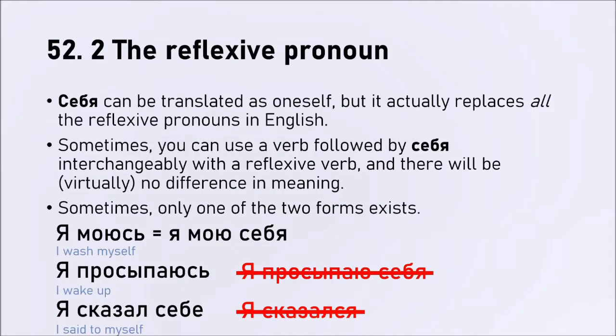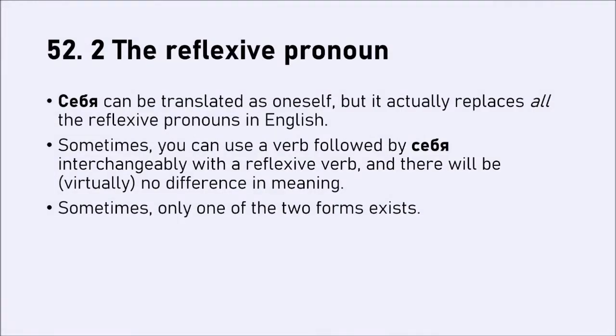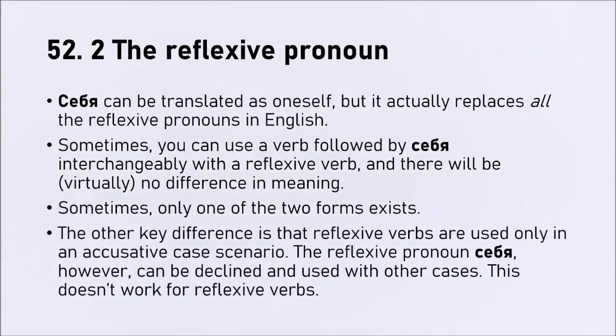However, there is good news. There is one key difference that does exist between reflexive verbs and normal verbs that take on this reflexive pronoun себя, and that is that reflexive verbs are used only in an accusative case scenario. In other words, when you have a direct object, when you are performing an action directly on yourself. If the action or verb involves a different case, dative, genitive, whatever it may be, remember I call this the control of the case, then you cannot use reflexive verbs and instead you have to use this pronoun.